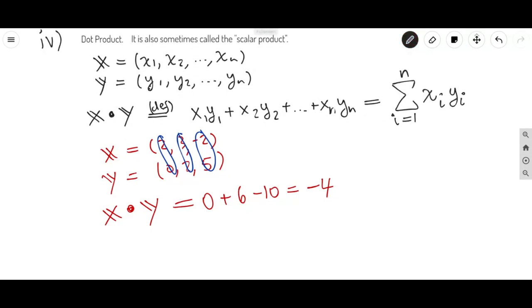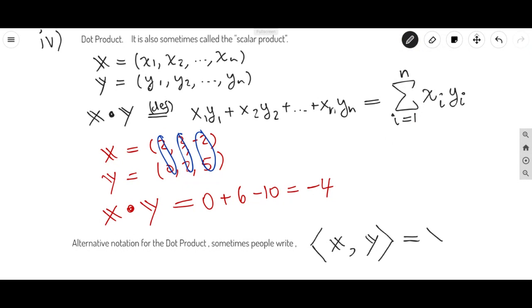And just some alternative notation for the dot product. Sometimes people write, maybe you've seen this before, I'm not sure. It's not commonly used in a calculus course, so this might be new to you. But sometimes the way people write the dot product is they put these two brackets, and then you put the two vectors separated by a comma, and this is just simply another alternative notation for the dot product that sometimes people write. You're kind of pairing the two vectors together.